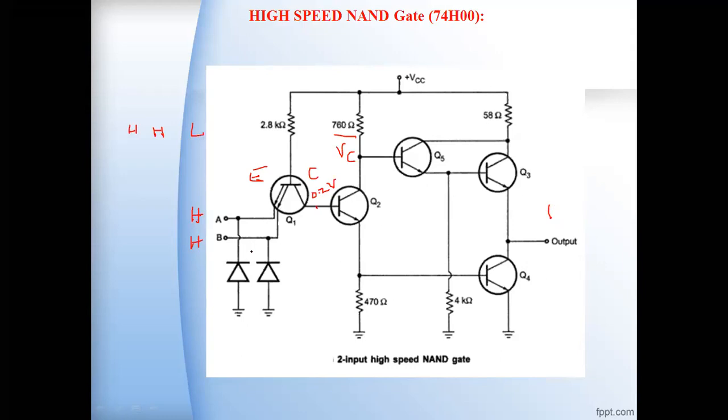So when we apply the logical high states, the transistor Q1 is off, and because of this Q2 is not conducting. Because of VCC, the Q5 will be conducting, and that further turns on the Q3. So when this transistor is on, the output is pulled to the high state.